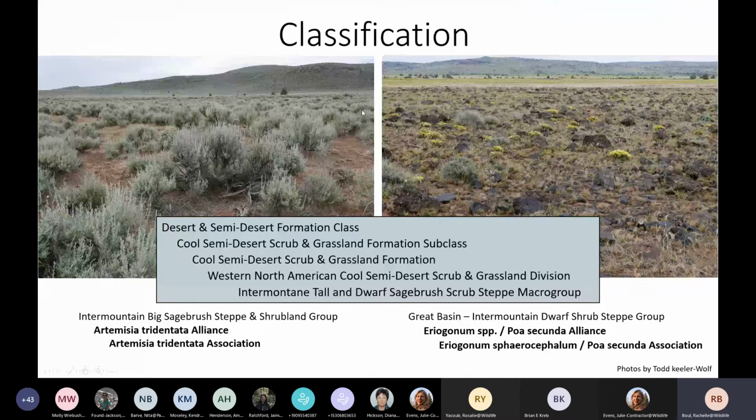Let's see. So a little bit more about the hierarchy. It's important for many reasons. Some of them I just explained, but also, one reason being that it demonstrates how community types are related. So for example, this Artemisia tridentata, or Big Sagebrush Alliance, over on the left, and on the right we have an Eriogonum poecunda Alliance.